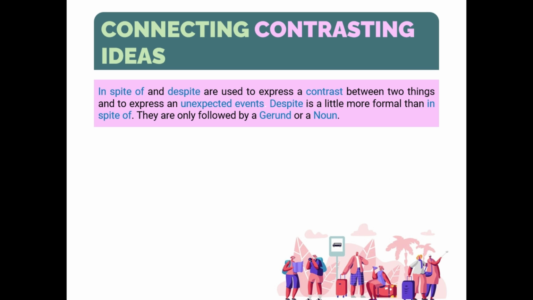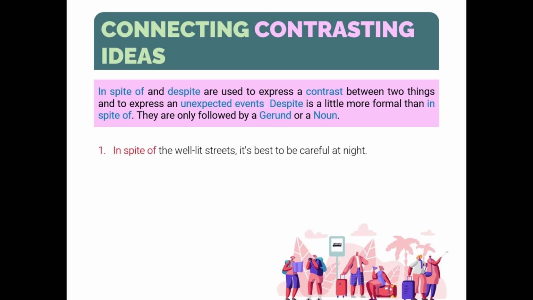Now, in order for all this to make sense, we will dive directly into our first two conjunctions, in spite of and despite, which are synonyms. These two are used to express a contrast between two things and to express an unexpected event. They are both more common in writing than in speaking. Despite is a little more formal than in spite of. Keep in mind that they are only followed by a gerund or a noun. They are placed at the beginning or in the middle of your sentences, following the punctuation rule I mentioned earlier.